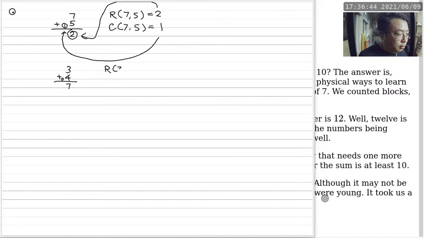So R of 3, 4 is 7, because that's the single digit result of adding 3 and 4. And then the carry of adding 3 and 4 is 0. Does that answer the question? That was a very good question.